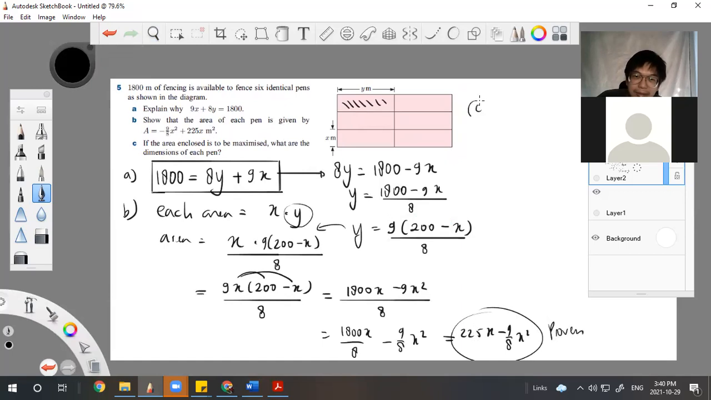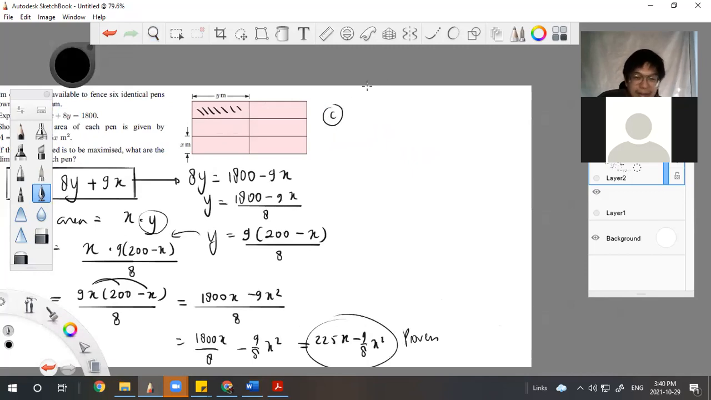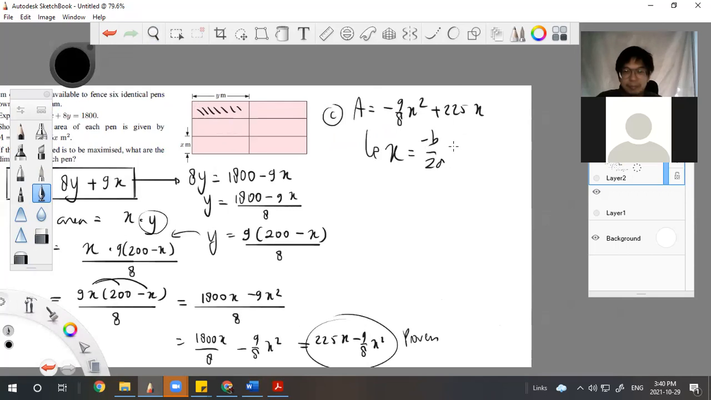How to do part C? If the area is to be maximized, what are the dimensions of each pen? So what is x, what is y? The area would be negative 9 over 8 x squared plus 225x. If you want to maximize, you find x as negative b over 2a, right? Negative 225 over 2 times negative 9 over 8. That's 100. So x is 100.